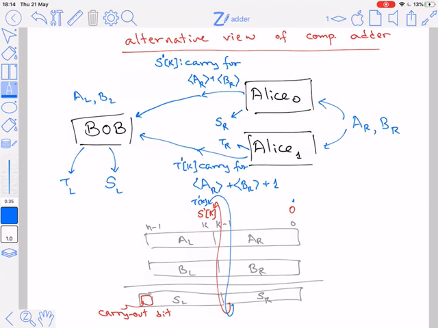Now Bob is waiting for 2 bits, S prime K, T prime K. He computes AL plus BL plus 0, AL plus BL plus 1. And then when he gets S prime K, he chooses the right thing from AL and BL, and when he gets T prime K, he chooses the right thing from the sum of AL plus BL, and that will be TL. Let's see the design.